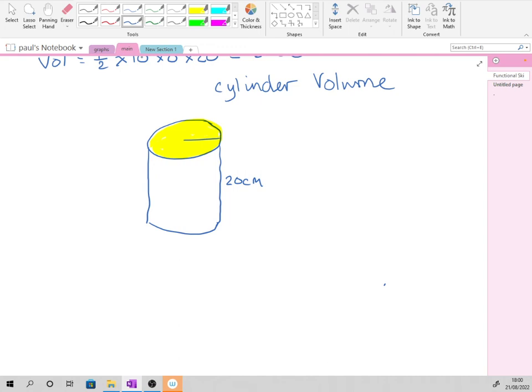So that's 20, call that 5, 5 centimeters. So the volume here is going to be the area of the end, which, remember, was pi r squared, times the height. So, I'm going to use the pi button on the calculator. So I'm going to do pi times radius squared, which is 5 squared, times 20. And 5 squared is 25 times pi.